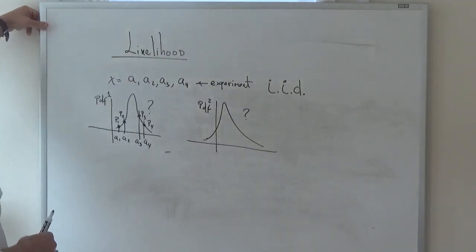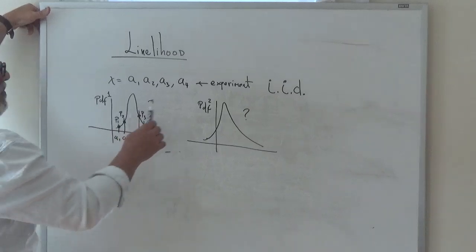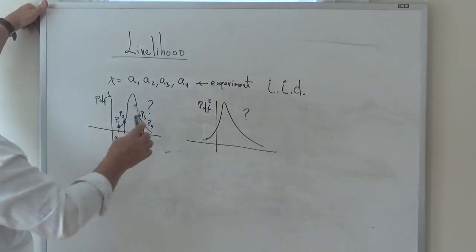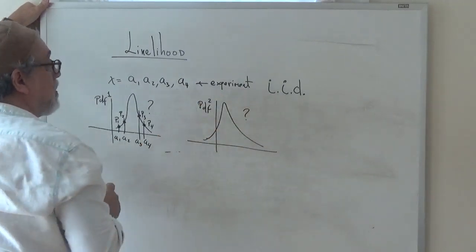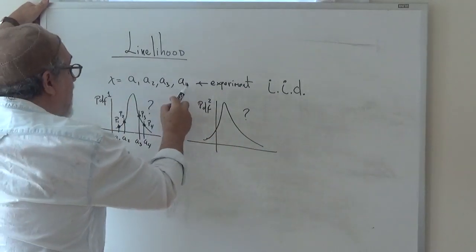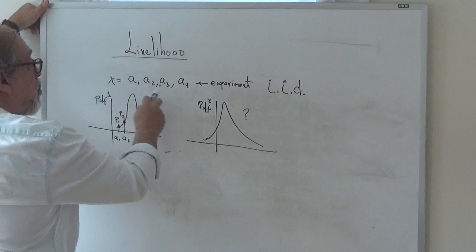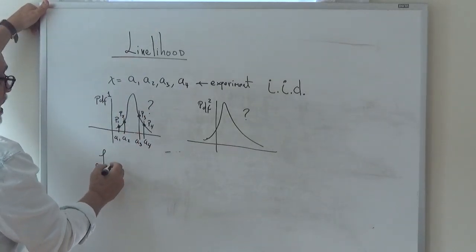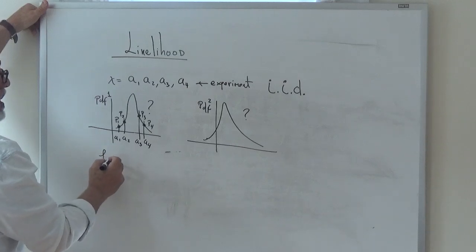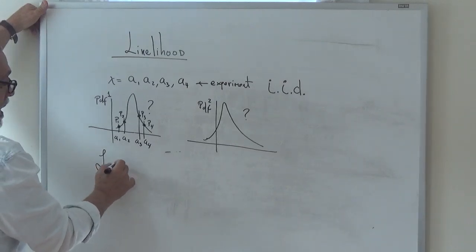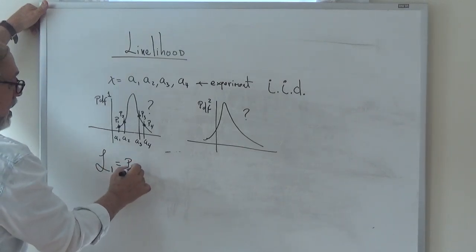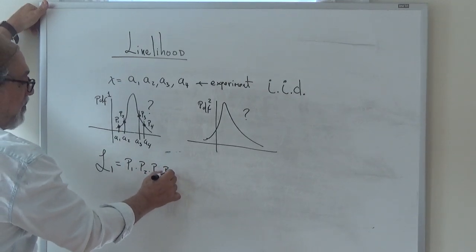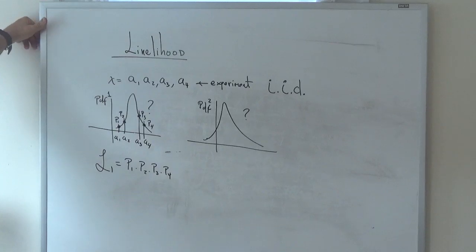Now we define the likelihood simply as the probability of getting that sequence. Since they are independent, the probability of getting that sequence is simply the product of the probabilities. So we would say that the likelihood, in this case, let's call this case 1, is just P1 times P2 times P3 times P4. That's the likelihood.